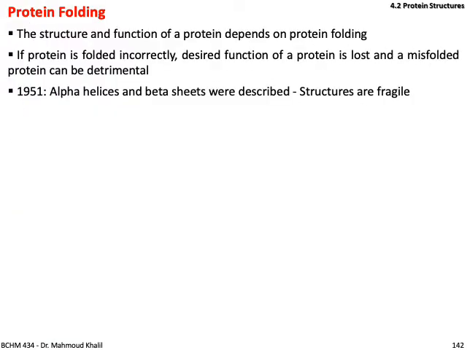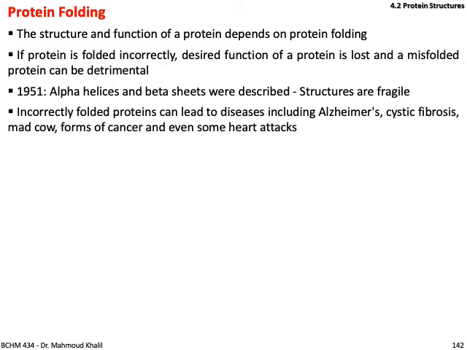Protein folding. The structure and function of a protein depend on protein folding. If a protein is folded incorrectly, its desired function is lost, and misfolded proteins can be degraded inside the cell. In 1951, the alpha helix and beta sheets were discovered. Their structures are very fragile, and incorrectly folded proteins can lead to diseases, including Alzheimer's, cystic fibrosis, mad cow disease, and other forms of cancer, and even some heart diseases.